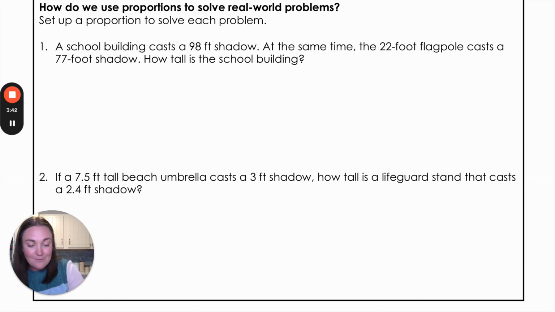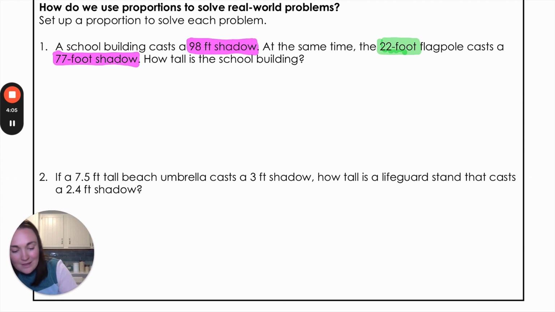So the first thing, again, we're always going to do is highlight those key words and numbers. So I know that we've got a 98-foot shadow, and I also saw that there was a 77-foot shadow. So this time those heights are one of our labels, and our shadows are our other one. Now, we have a 22-foot flagpole. That means it's 22 feet tall. And we don't know how tall the building is, so that how tall kind of goes together.